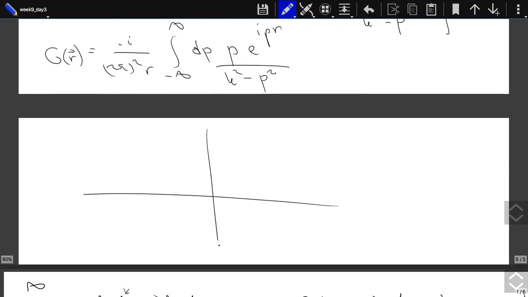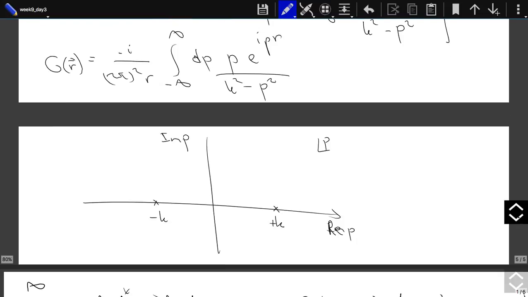This is my complex momentum plane P. And I have poles. This is the imaginary part of P. This is the real part. This is the imaginary part of P. And I have a pole over here. This is plus k. And another pole over here. This is minus k. So these poles are what makes my integral diverge.